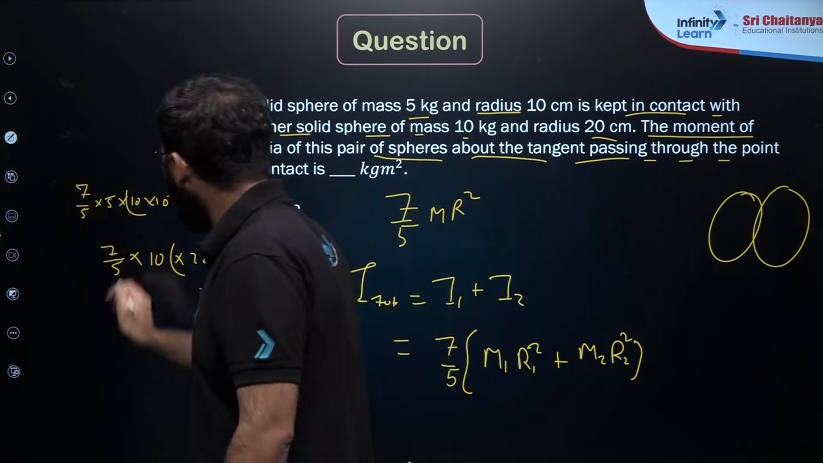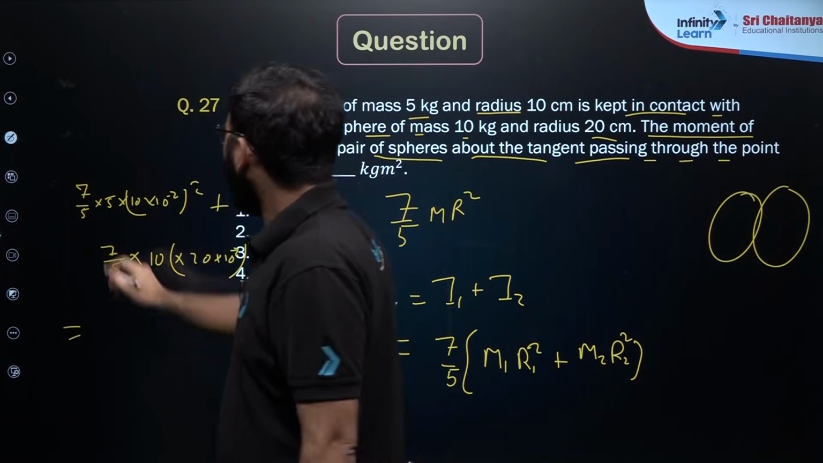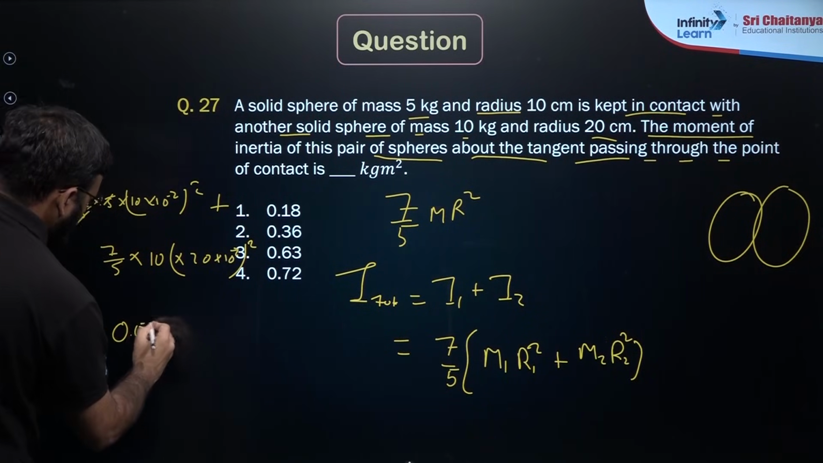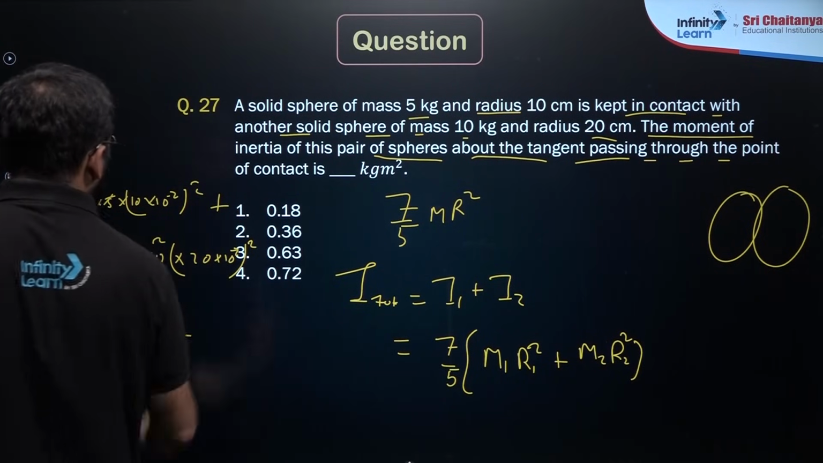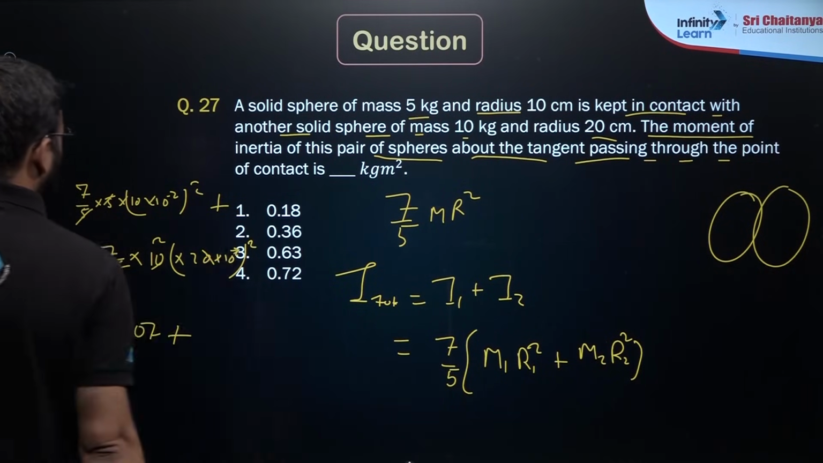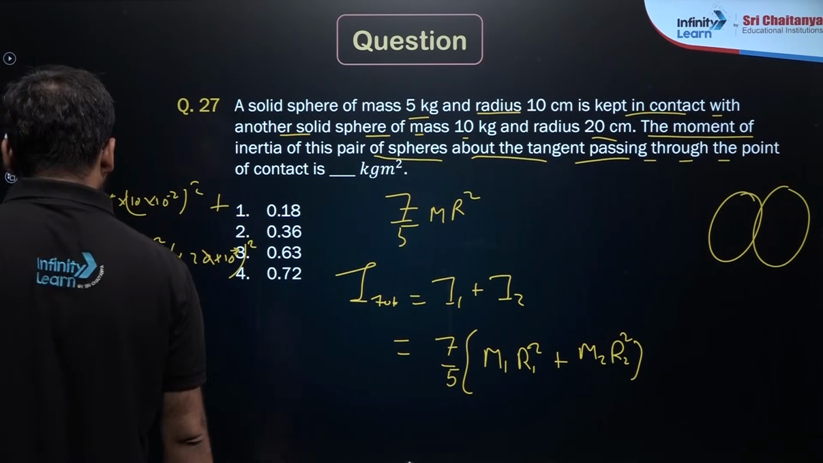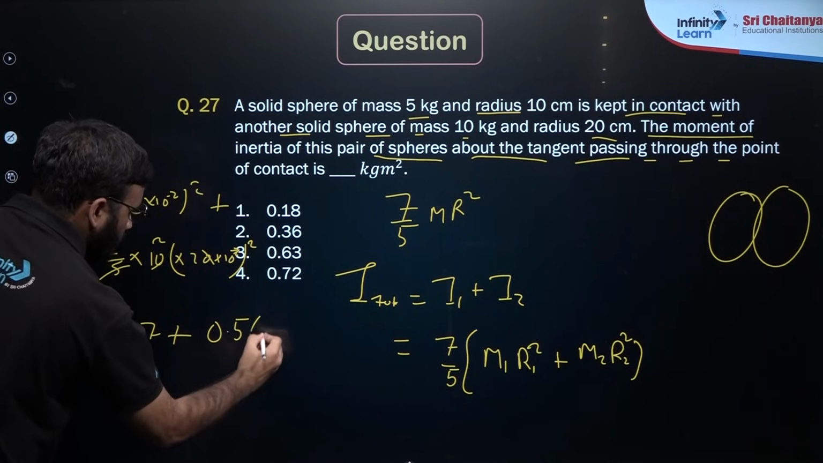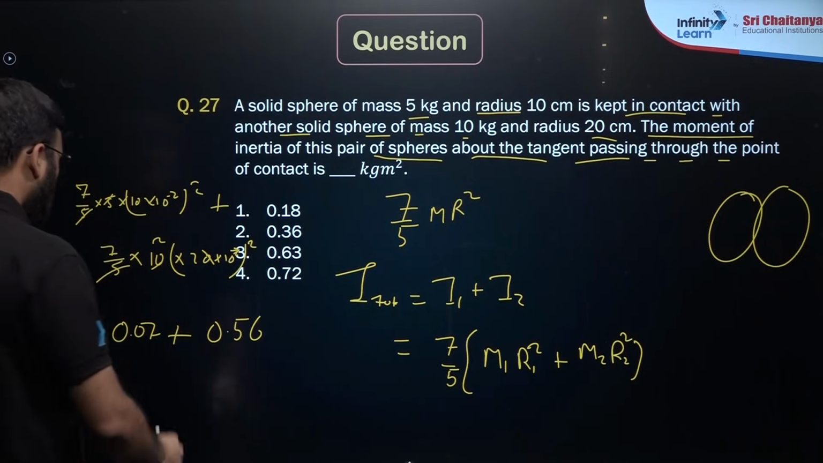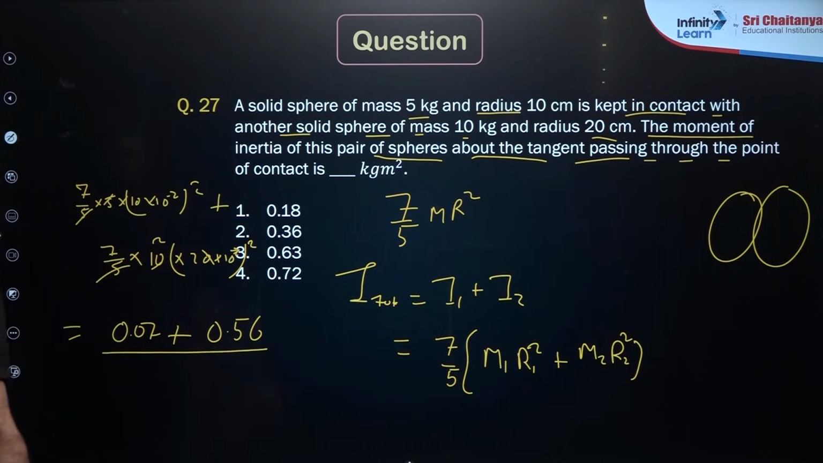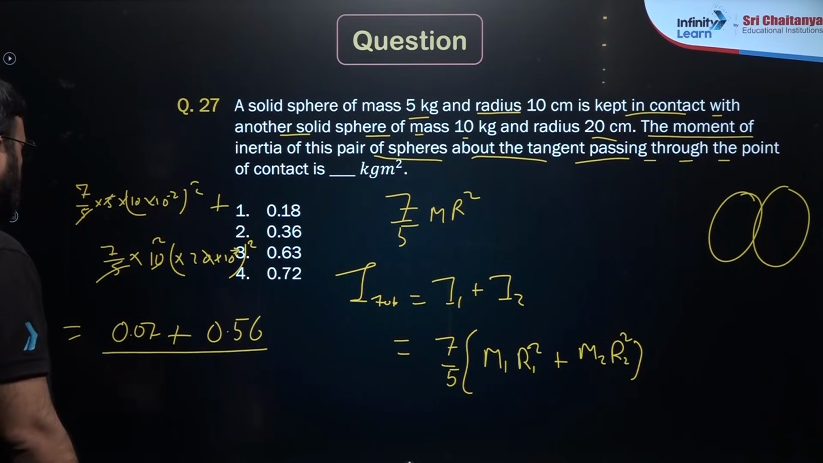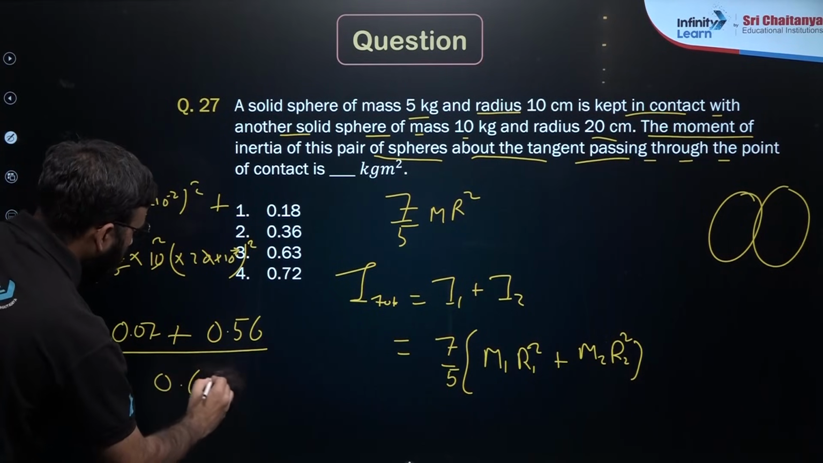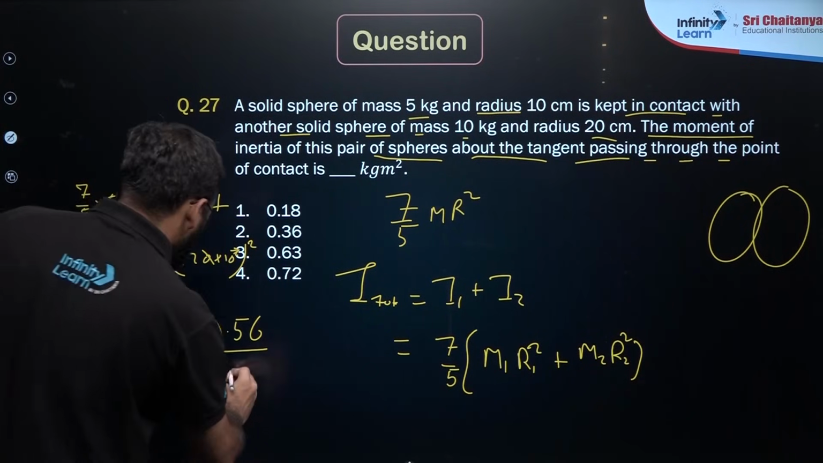So 5 and 5 cancel out, and this value you can get 0.07. For the second one, 2 times this will cancel out, and 1 also cancels out here. 0.2 square is 0.04, and 7 into this, so this value you get 0.56. So 0.56 you can add, so you can get the total moment of inertia. The total moment of inertia you can get is 0.63 kilogram meter square.